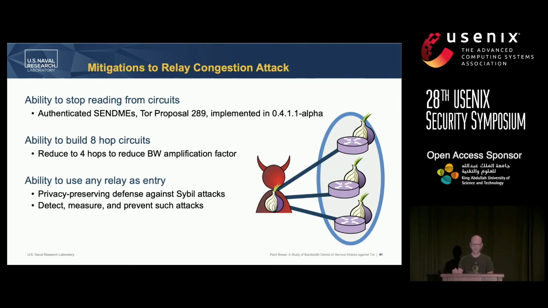But sharing the information across relays in a way that doesn't harm regular users is a non-trivial problem. So this is future work: developing a privacy-preserving defense against Sybil attacks, and then using that to detect if attacks are happening in the network, measuring how often they happen, and using that to prevent such attacks.